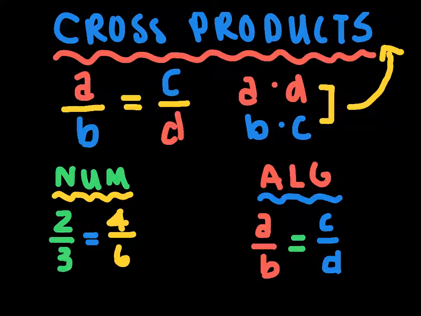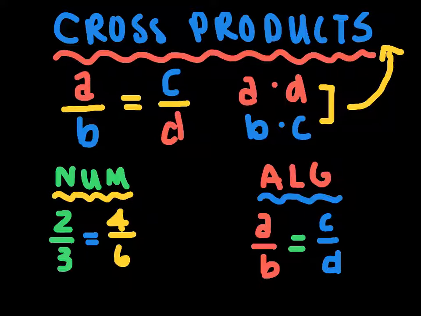Yay! Okay, on page 113, we have another key idea, which is cross products. In the proportion a over b is equal to c over d, the products a times d and b times c are called cross products.